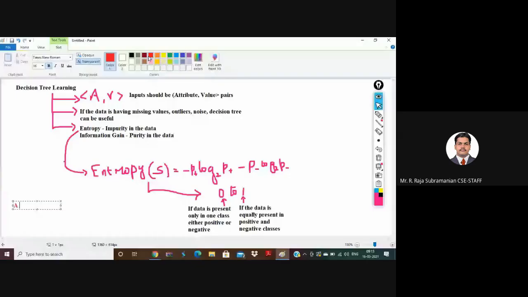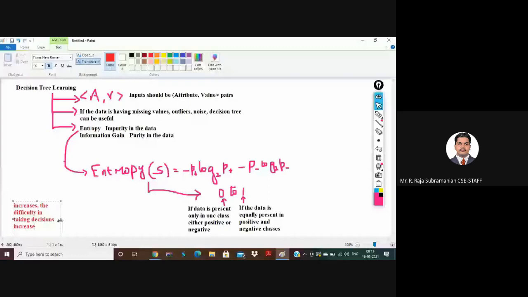As entropy increases, the difficulty in taking decisions increases. So we should have as low entropy as possible. Otherwise, there is no way to take a decision on the particular data.